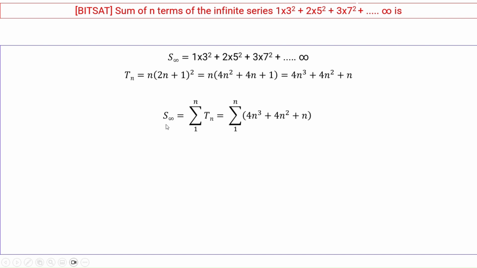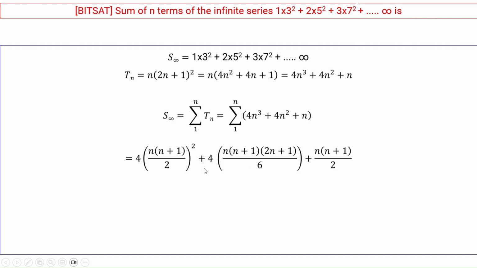So S of n is sigma of Tn, okay, from 1 to n. So Tn I am replacing with 4n cube plus 4n square plus n. So if I simplify it, the n cube formula is n into n plus 1 by 2 whole square, and the n square formula, 4 into 4 is there already. So 4 into sigma n square is n into n plus 1 into 2n plus 1 by 6. Then sigma n, which is n into n plus 1 by 2.